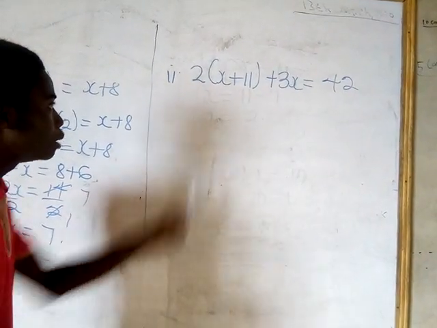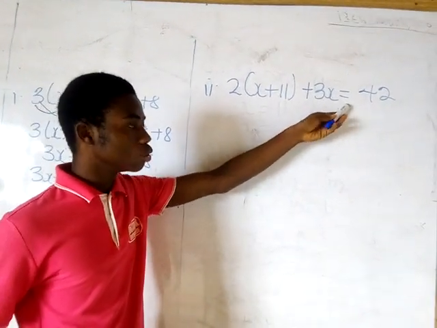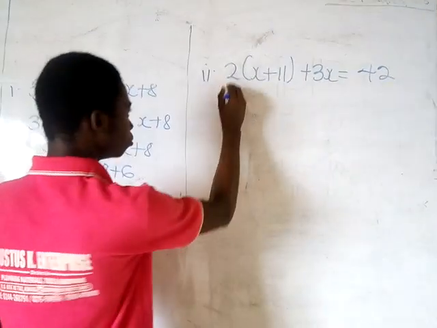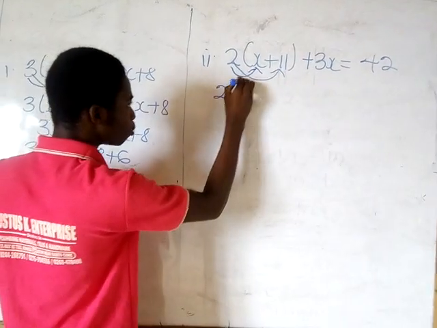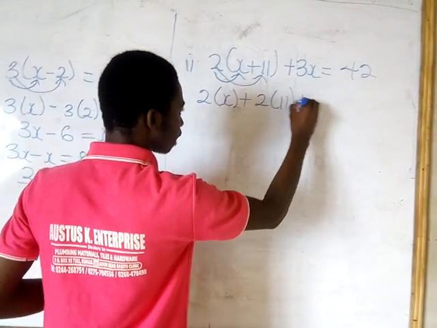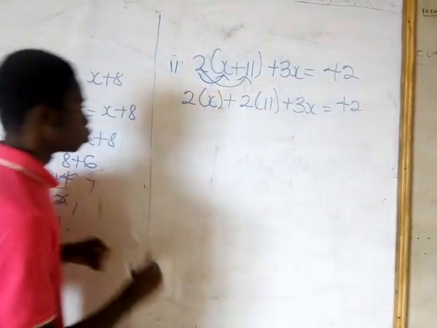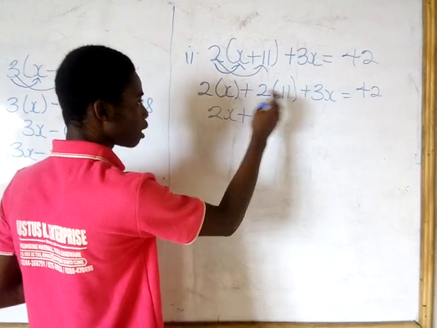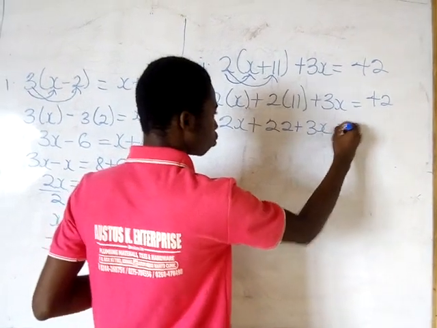So in the second one, we are given 2(x + 11) + 3x equals to what? 42. So in solving this, you are going to expand the brackets. So this 2 multiplies this x, the same 2 multiplies this 11. So it becomes 2 multiply what? x. You bring your plus sign. 2 multiply 11 plus 3x equal to your 42. So 2 multiplied x gives us what? 2x plus 2 multiplied 11 gives us what? 22. Then you bring your plus 3x equal to what? 42.